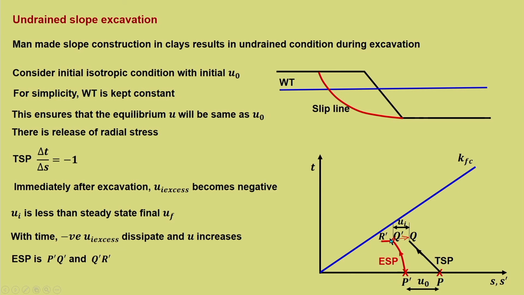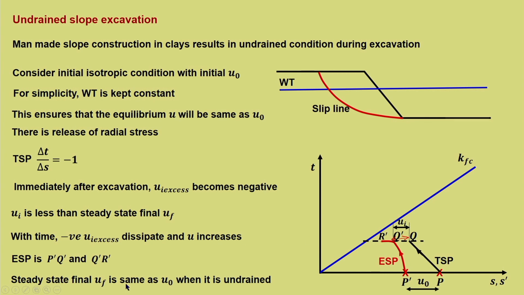So, when negative pressure starts dissipating, the pore water pressure increases, and Q' R' is the corresponding effective stress path. So, this is the point. That is why a horizontal line is drawn. So, the TSP point is Q.